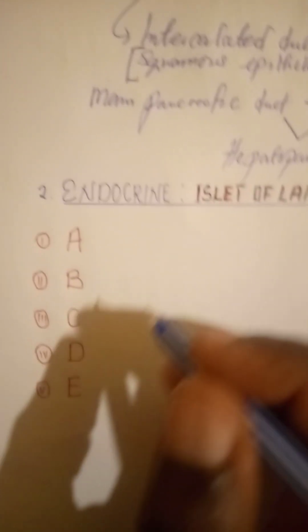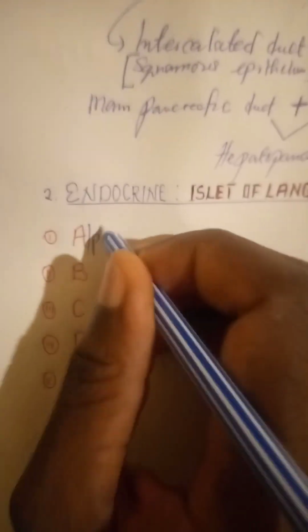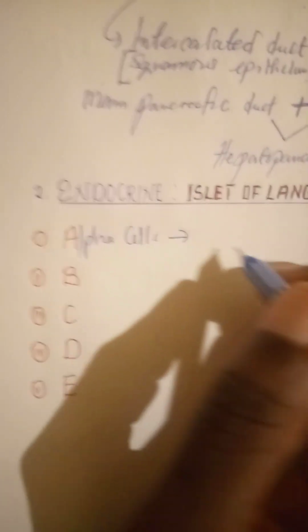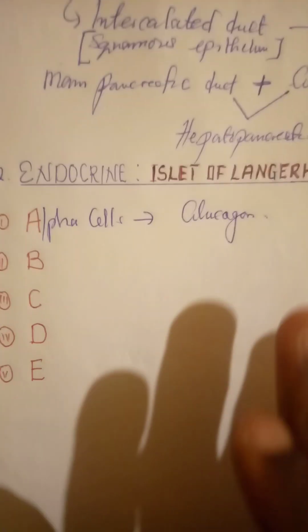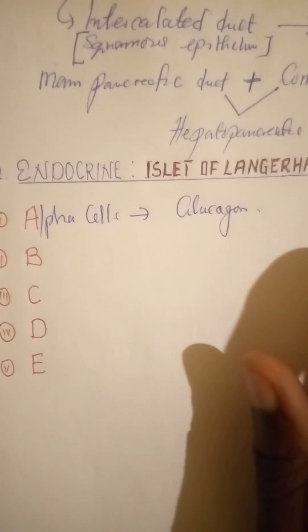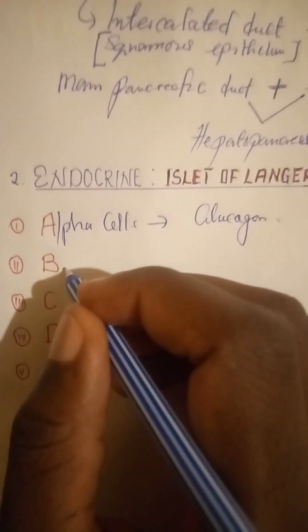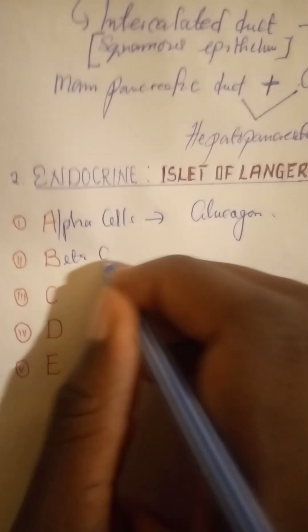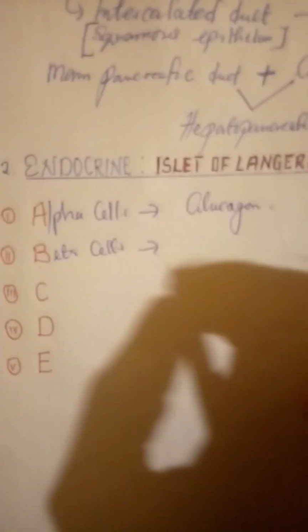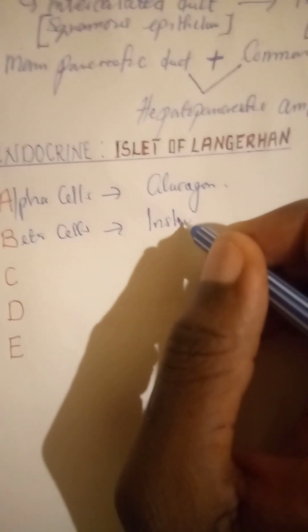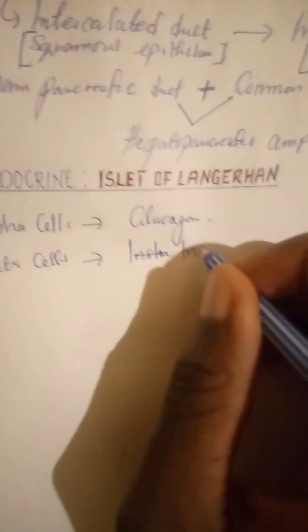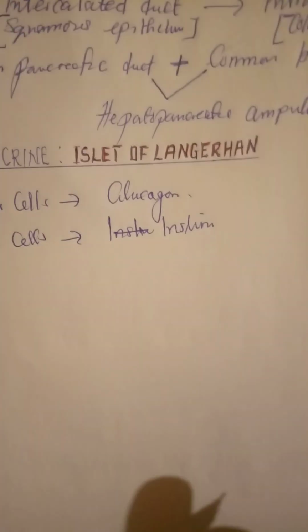So you need to understand what this mnemonic means. A is for alpha. These are alpha cells, and these alpha cells basically produce glucagon, and this glucagon basically elevates blood glucose level. The next cell is the beta cell. These beta cells produce insulin. Let me just write it. Insulin, and this insulin does the opposite of glucagon. This is what we need to know.